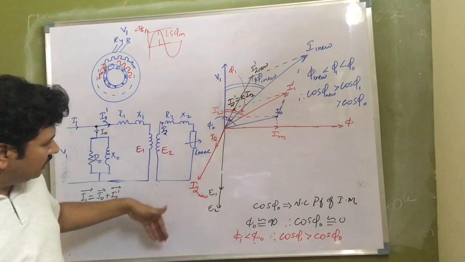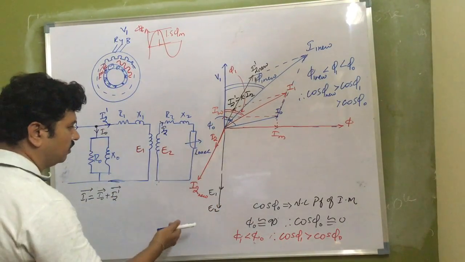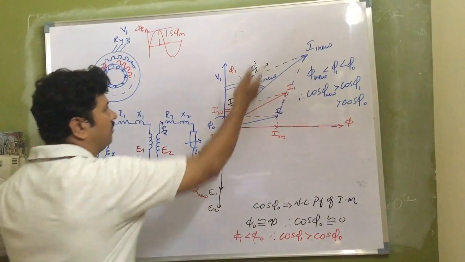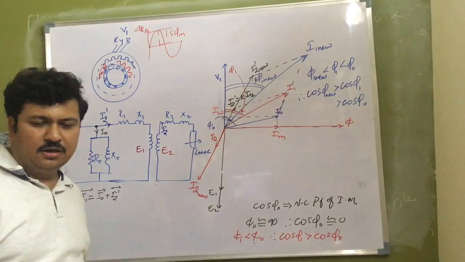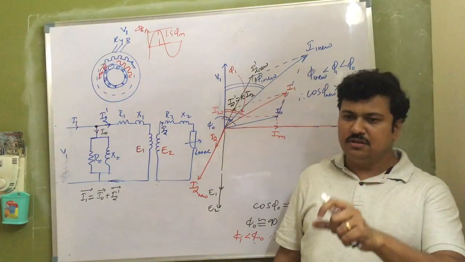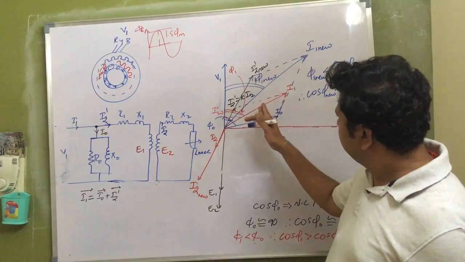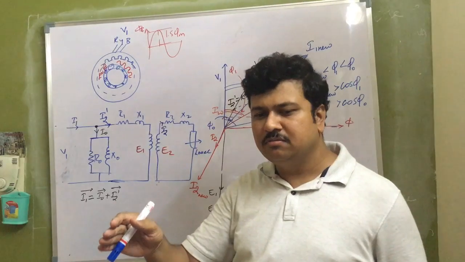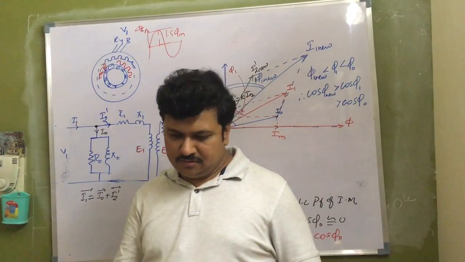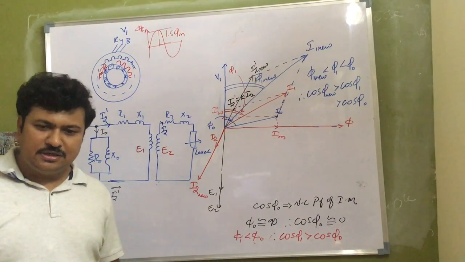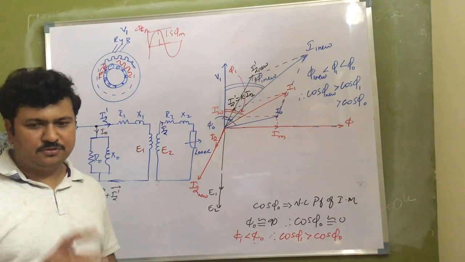As the load goes on increasing, if you go on increasing the load up to the rated current, the power factor will also go on increasing, making the angle between supply voltage and the primary current lesser and lesser, giving us cos of that angle more and more. This is how the power factor of the induction motor improves as the load on the induction motor increases.